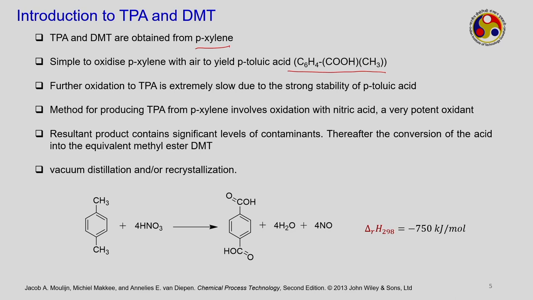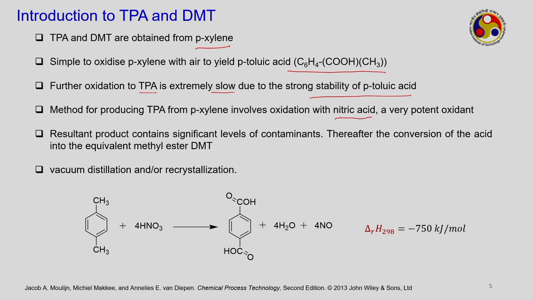Further oxidation to TPA. This particular compound, paratoluic acid, needs to be oxidized further to produce TPA, which is not possible because the reaction is extremely slow due to the strong stability of the paratoluic acid. So it means I cannot go ahead with the oxidation process. So if I cannot go, what do I do? I use a strong oxidant or oxidizer. So what is the oxidizer used here?